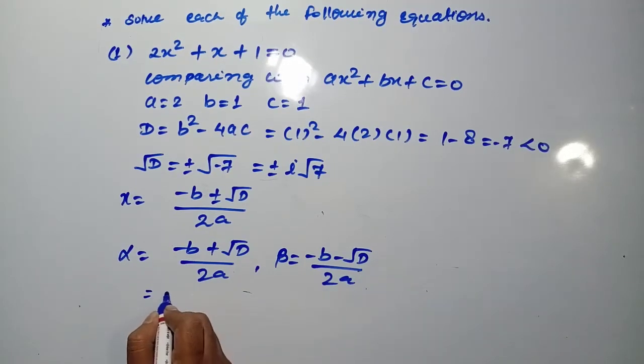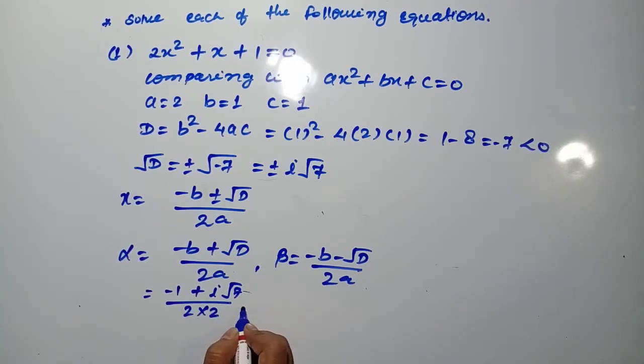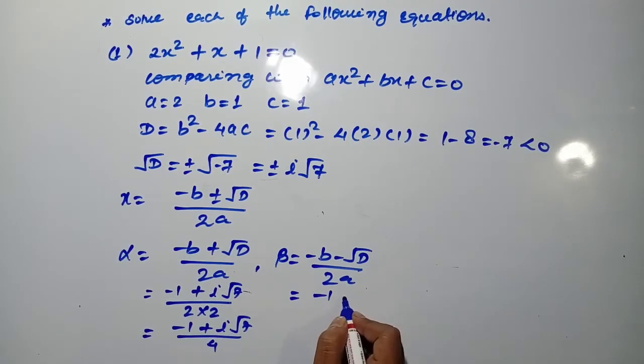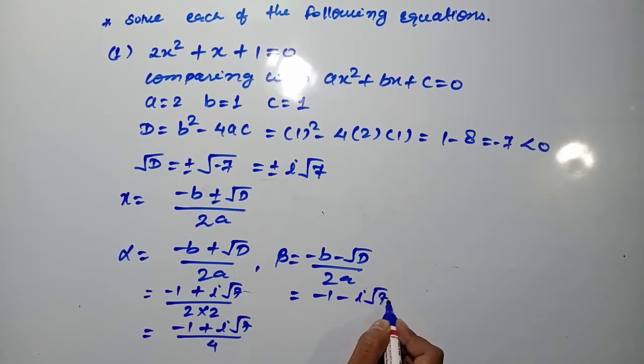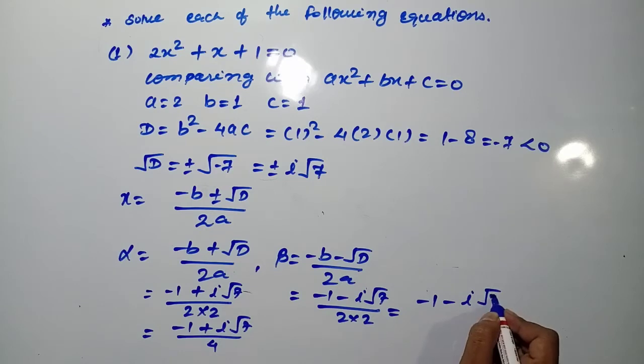Now putting the value of b, D and 2a, minus 1 plus iota root 7, 2 into a is what? 2. So finally what we are getting over here? Minus 1 plus iota root 7 upon 4. Similarly we can find out beta. So beta will be what? Minus 1 minus iota root 7, 2 into 2. So minus 1 minus iota root 7 upon 4.